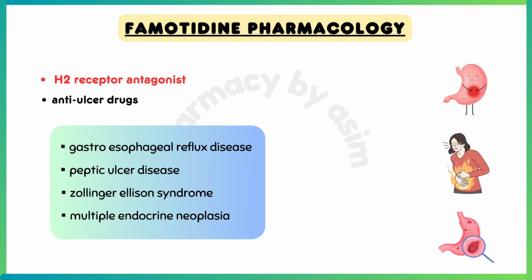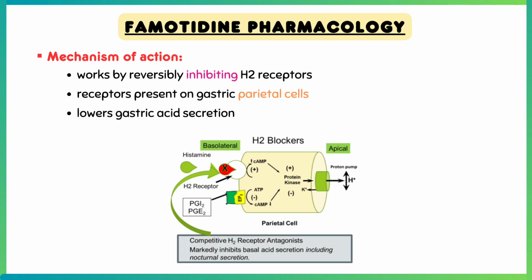Famotidine is a histamine H-2 receptor antagonist drug used to treat stomach ulcers, heartburn, gastro-esophageal reflux disease, and conditions where there is too much acid in the stomach, like Zollinger-Ellison syndrome and multiple endocrine neoplasia. Talking about the mechanism of action of famotidine.